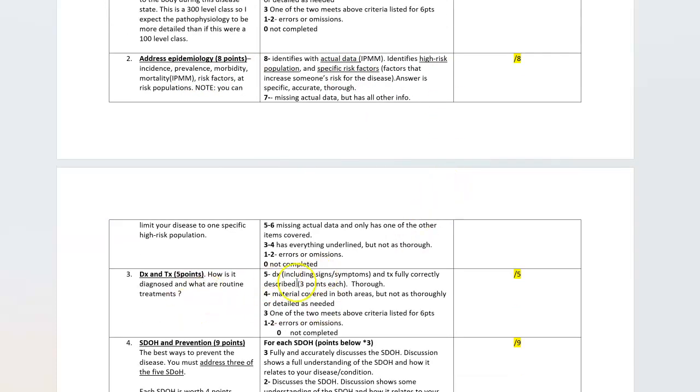Diagnosis and treatment. How are people to know if they have it? How will they go about getting diagnosed?